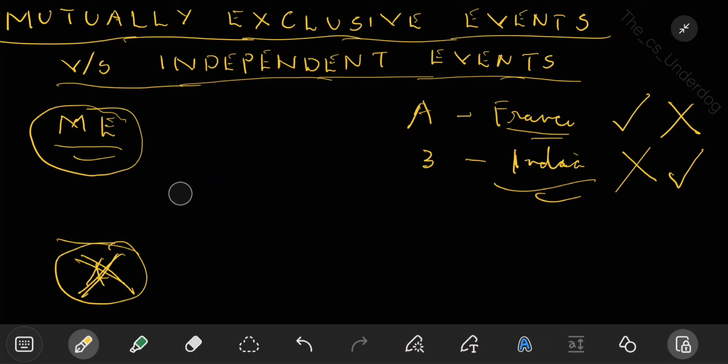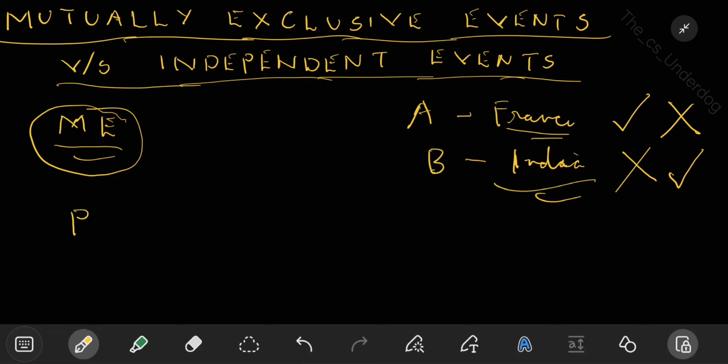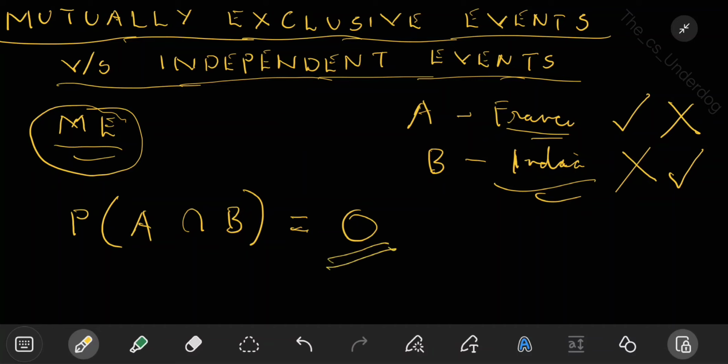So how do you identify two events that are mutually exclusive? What happens if they are mutually exclusive? What is the condition? That is, if you know that probability of A intersection B is 0. That is, the probability of A and B occurring together is 0, then A and B are mutually exclusive. This A intersection B can also be written sometimes as P of AB.